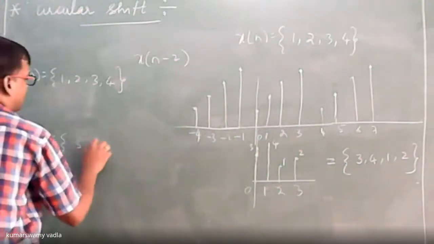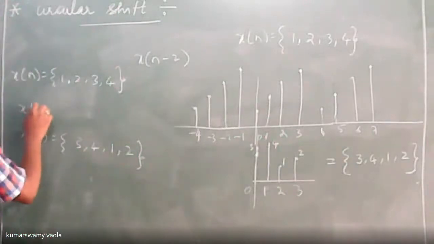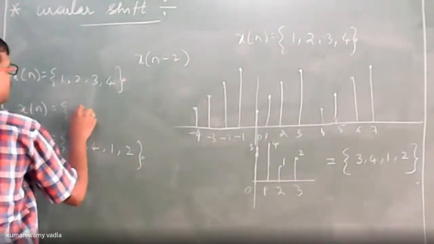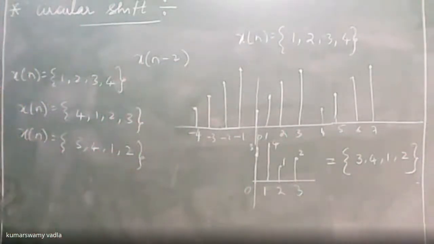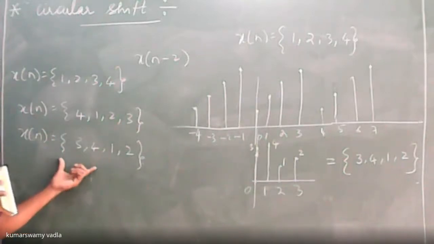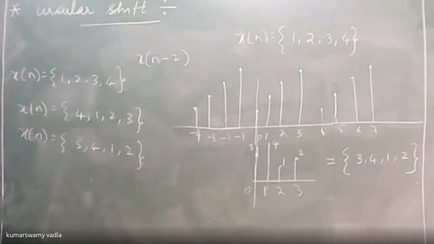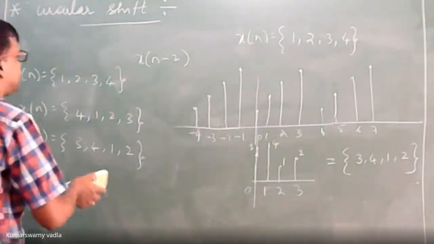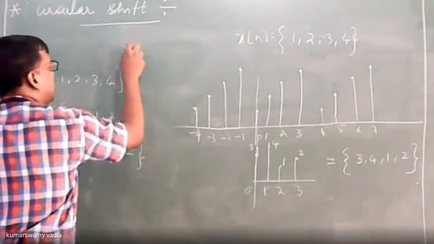3, 4, 1, 2. Intermediate, if I shift it once, what happens, friends? 4, 1, 2, 3. What is the summary from these three sequences which I have written? It is circularly moving. Yes or no, friends? Circularly moving. Hence, they write the generalized equation in this manner.